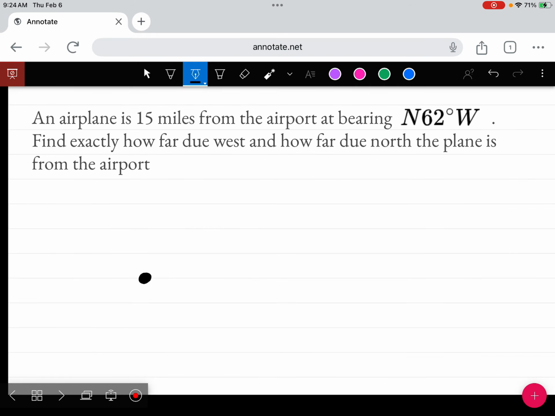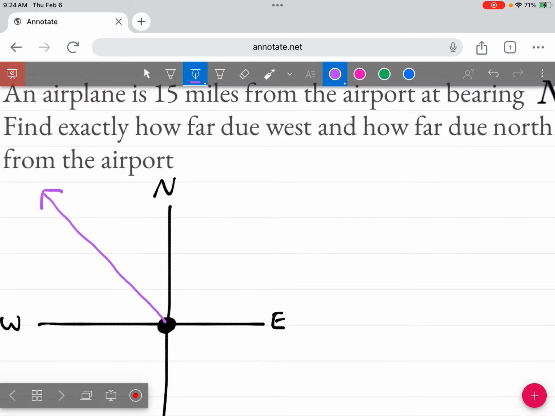And if they go from our airport north 62 west, thinking about this as a coordinate plane, which quadrant are they going to be in? 1, 2, 3, or 4? 2, because remember, we're going to never eat those soggy waffles. So if they are based off the north axis and they go to the west, we're over here in quadrant 2. So they went this way 15 miles.